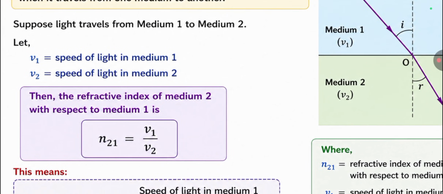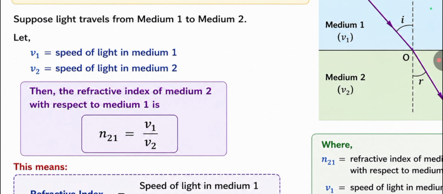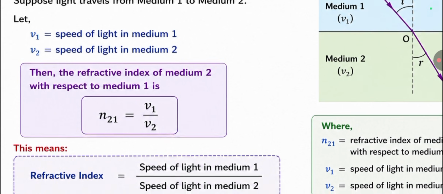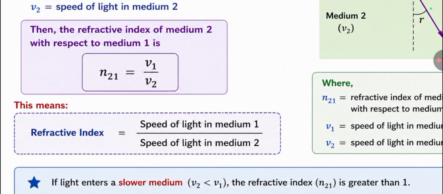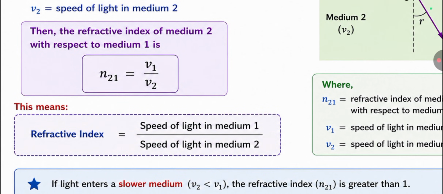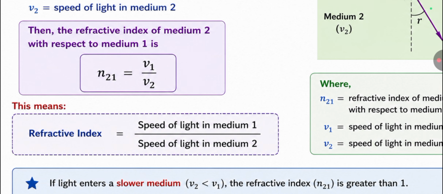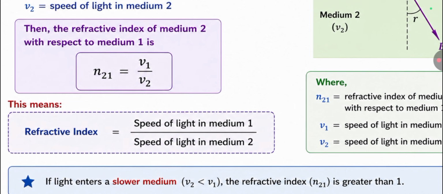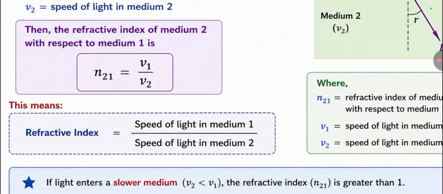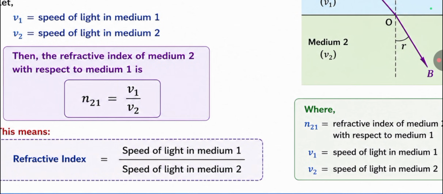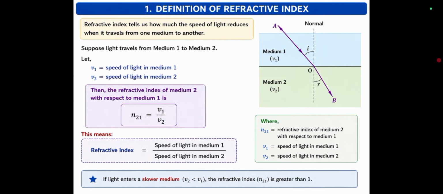Let V1 be the speed of light in medium 1, and V2 the speed of light in medium 2. Then the refractive index of medium 2 with respect to medium 1, N21, is equal to V1 by V2. That means the refractive index formula is: refractive index is equal to the speed of light in medium 1 divided by the speed of light in medium 2. Okay, here is the picture.